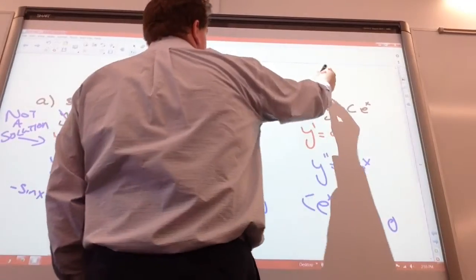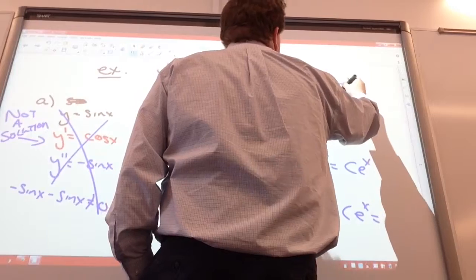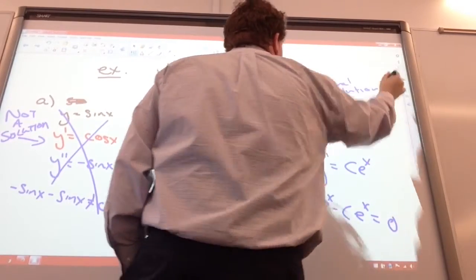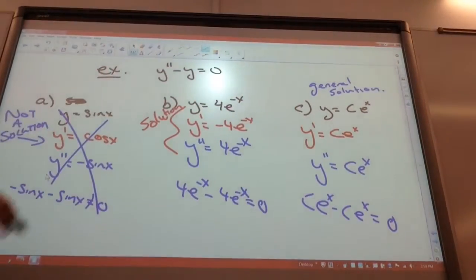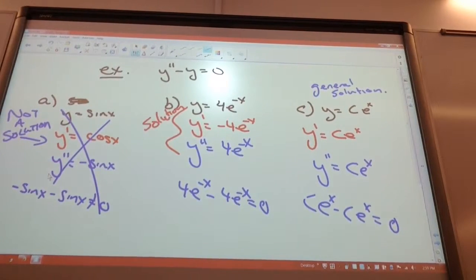So this is a general solution. Why is this one a general solution? Because it has a c, because our constants are undefined. That's a general solution because the constant is undefined. Well, this one is a specific solution because we don't have any unknown constants in it.